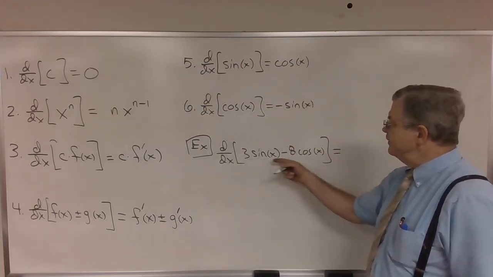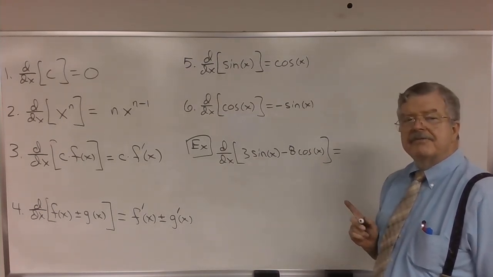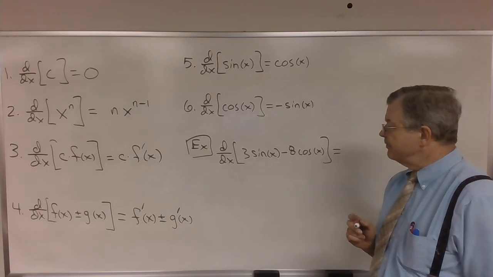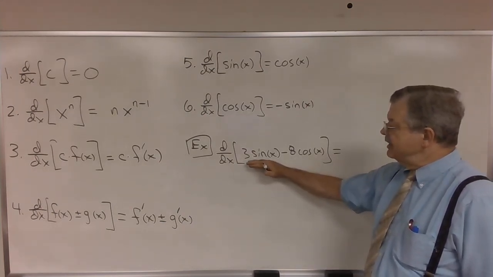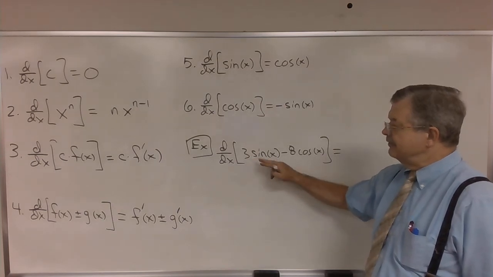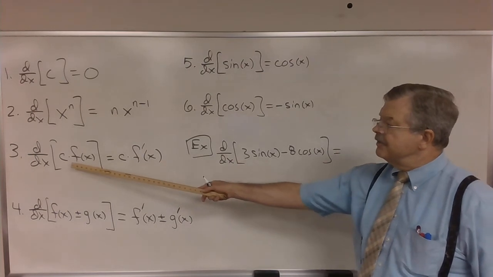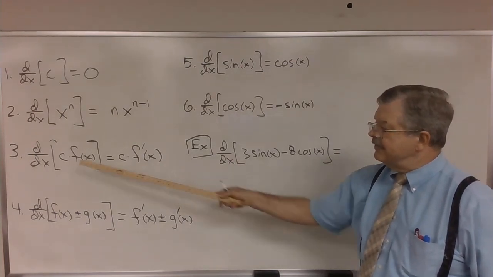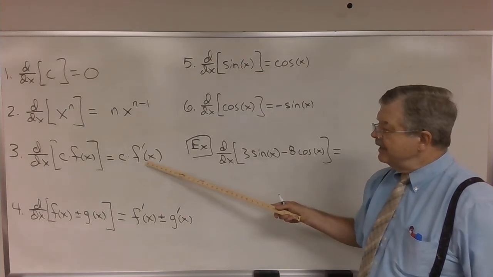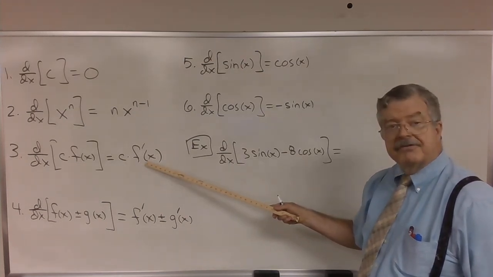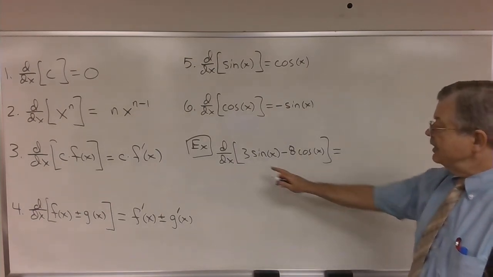It's the sum or difference of functions. So we can compute this derivative one term at a time. When we compute the derivative of the first term, we see that it's a constant times a function. And property number 3 says that when we compute the derivative of a constant times a function, we write the constant down, then compute the derivative of the function, and then multiply them together. So that's what we're going to do.